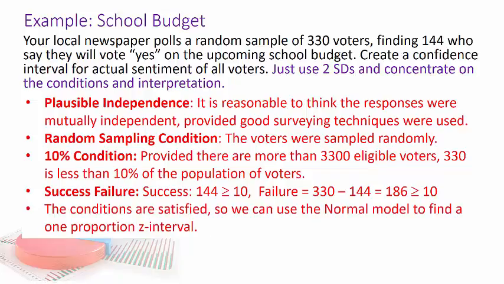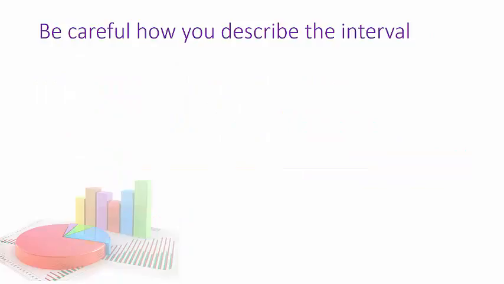All right. Now we have to be careful how we describe the interval. Don't suggest that the parameter varies. So for example, a statement like there is a 95% chance that the true proportion is between two numbers. What that implies is you think the parameter can move around. So don't say there's a chance that the parameter is.